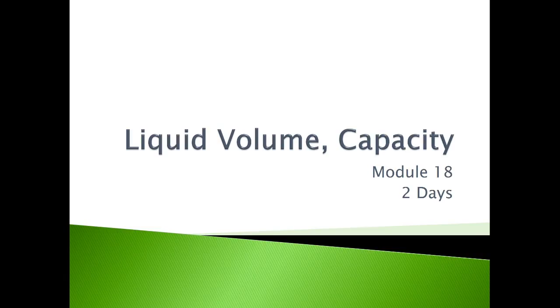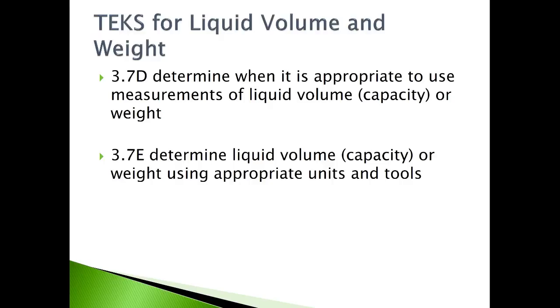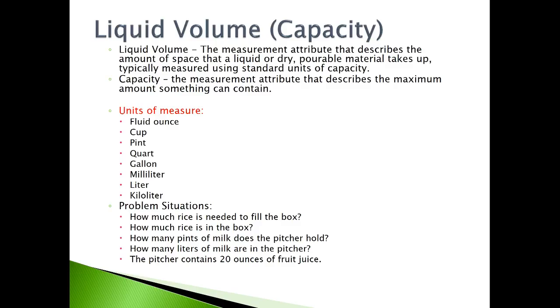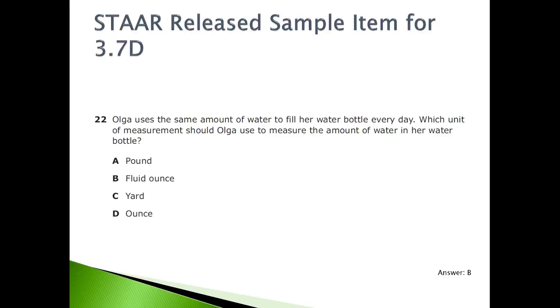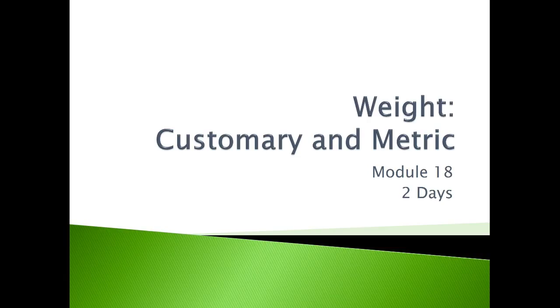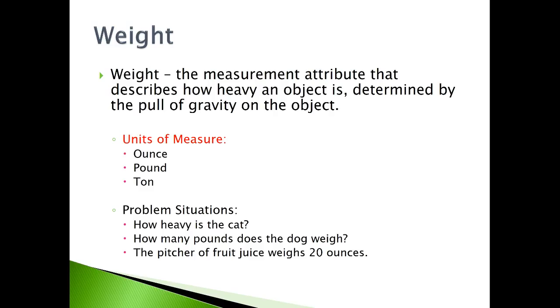Then liquid volume and capacity, we have 2 days. You'll have to determine the correct units to use, and here we have some examples and some problem situations. This is a release sample item for 3.7D. Notice this one was not tested with liquid volume last year. And then weight, customary and metric units for 2 days. Notice we have weight and the possible units of measure.